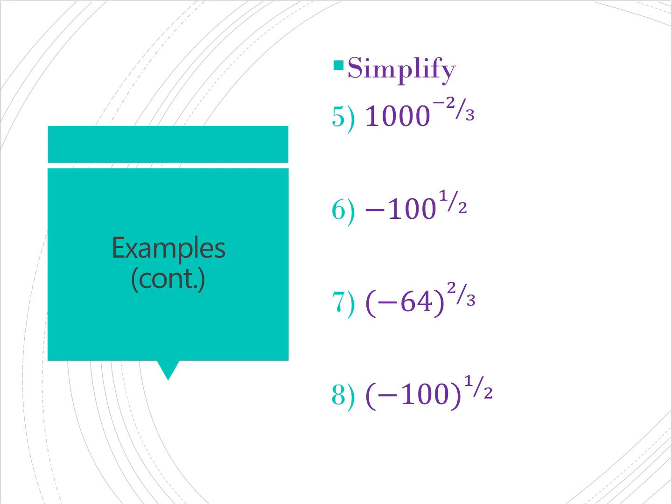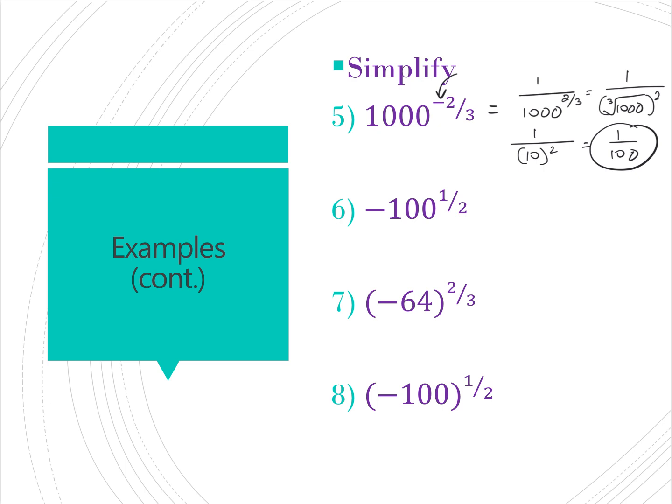And so we'll just get to more and more complex problems and different examples, but it's the same rule over and over again. Again, notice here I have a negative power, so I'm going to write that's going to be 1 over 1,000 to the positive 2/3 power, and then that's going to be the cube root of 1,000 squared. So I know what number times itself 3 times is 1,000. Well, it's 10. And 10 squared is 100. And so this answer is 1 over 100.